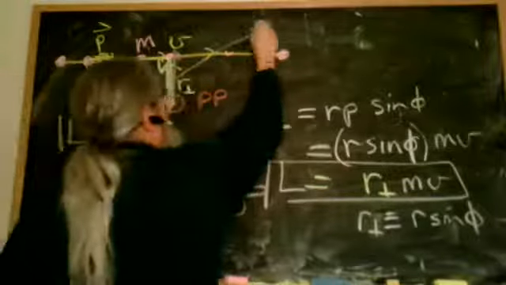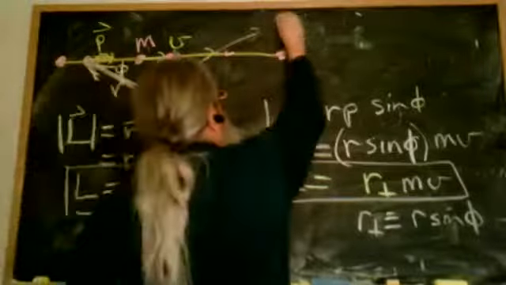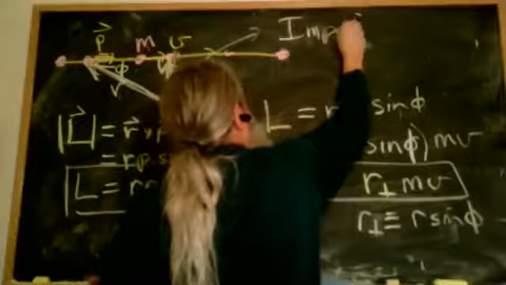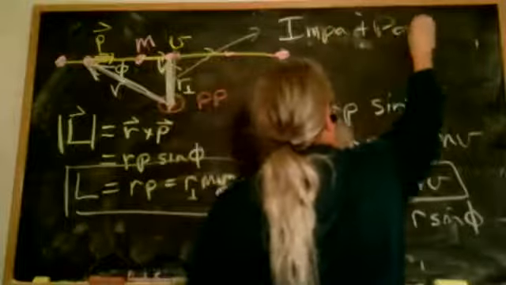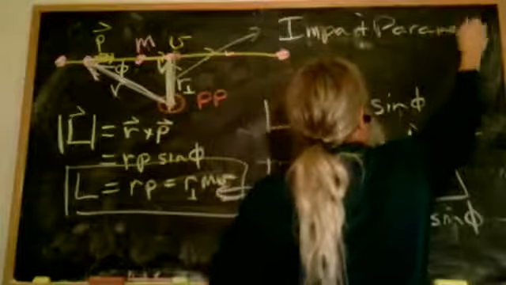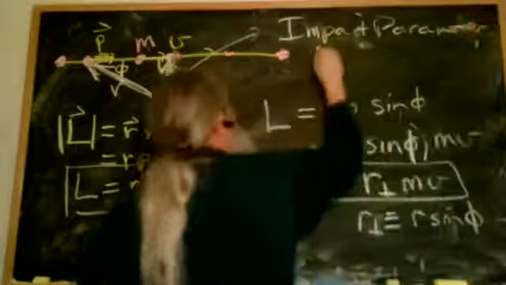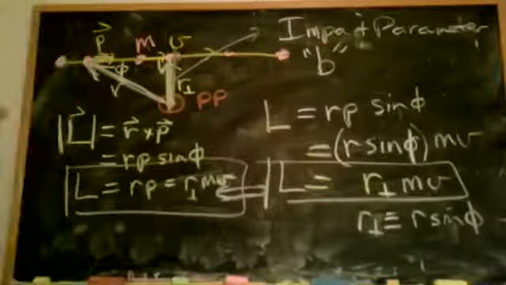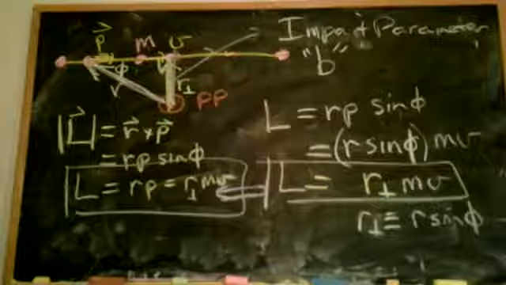This perpendicular distance sometimes has a name. It's sometimes called the impact parameter. It's basically how close you get to the line. And often it's given the symbol little b. Don't know why, but that's what it's often given.